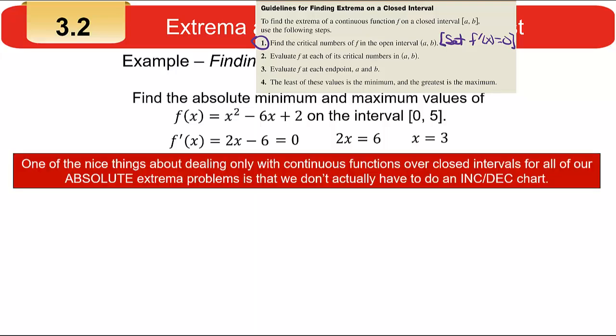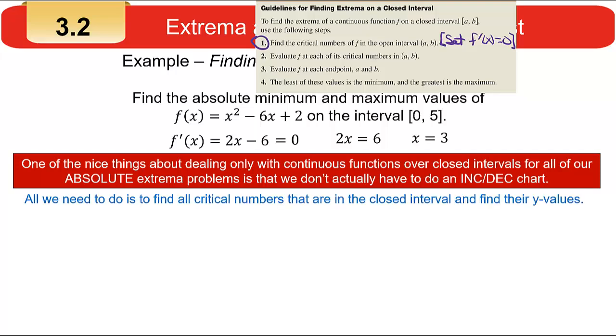Now here I might also add that one of the nice things about dealing only with continuous functions over closed intervals, which is what we're going to be doing for our absolute extrema, is you don't actually have to do an increasing decreasing chart. You only have to find the critical numbers that are within that interval, because knowing that you're locked in that closed interval and that the function is continuous makes the increasing decreasing chart really unnecessary. All we need to do is find those critical numbers that are in that interval, in this case from 0 to 5, and then find their y values.